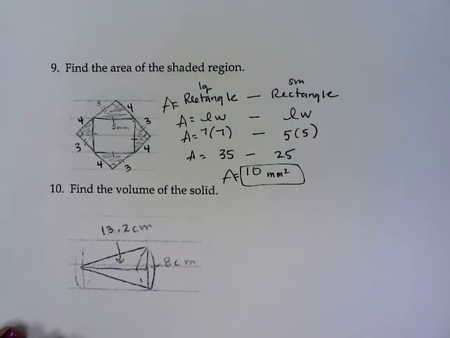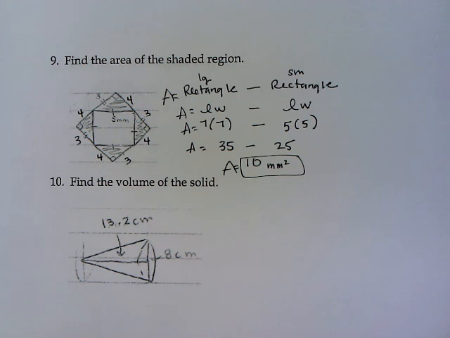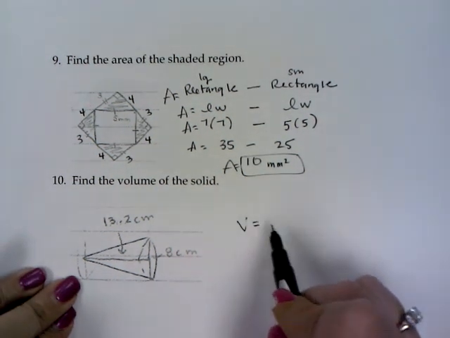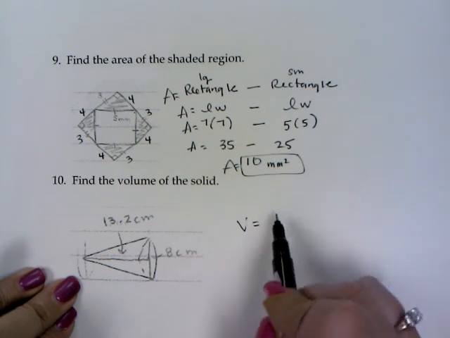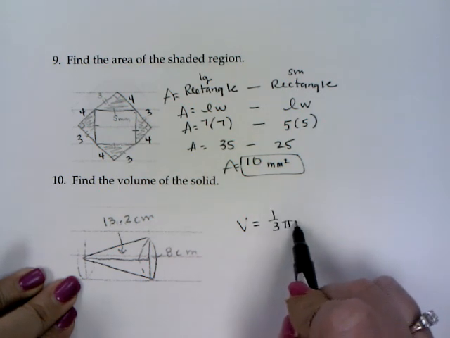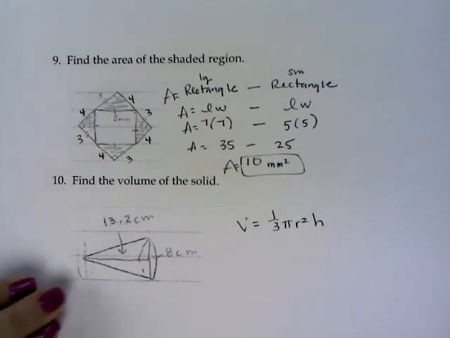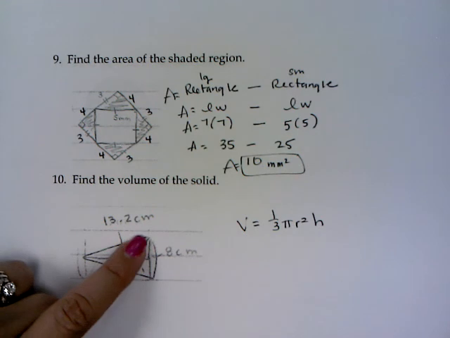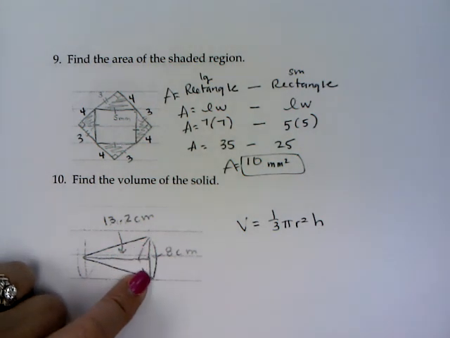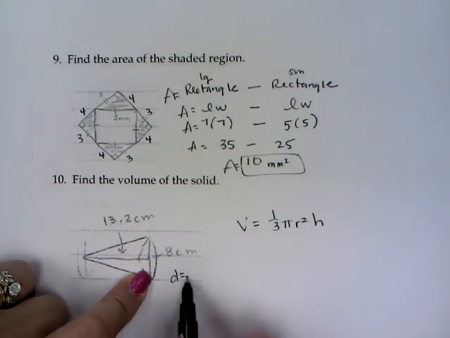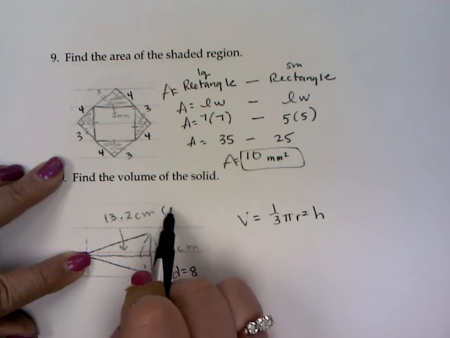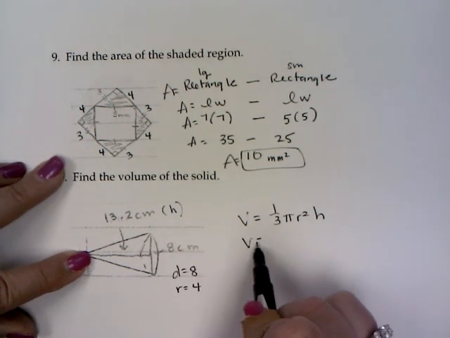Okay, for number 10, I need to find the volume of the solid. So first, I know it's a cone. So the volume of the cone, looking at my formula sheet, says 1/3 pi r squared h. So I need a radius and I need a height. The height's on the inside. So here I'm given a diameter. How do I know? Because the whole line is drawn. So my diameter equals 8. My radius is half of it. Here I know my inside height is 13.2, so he is my height.